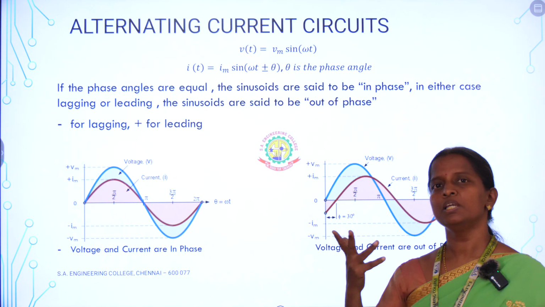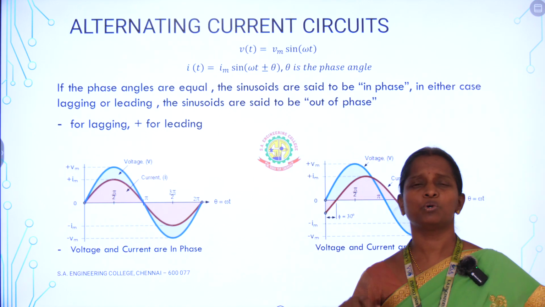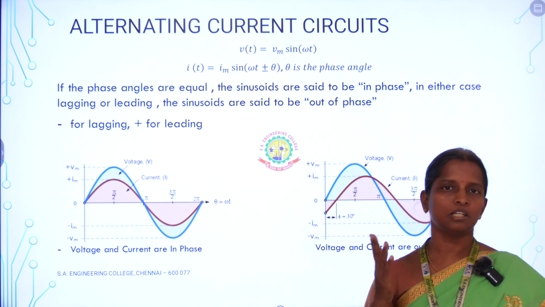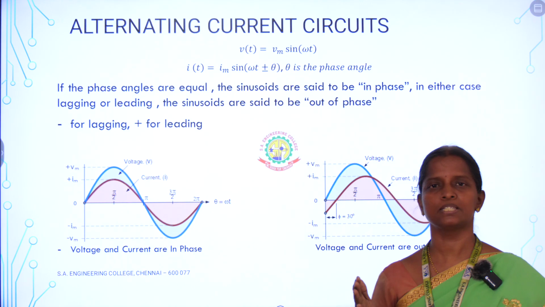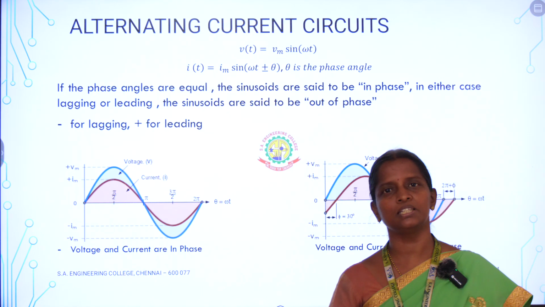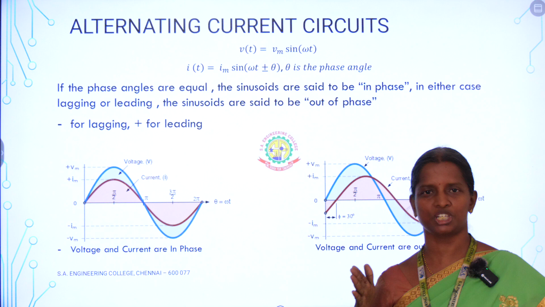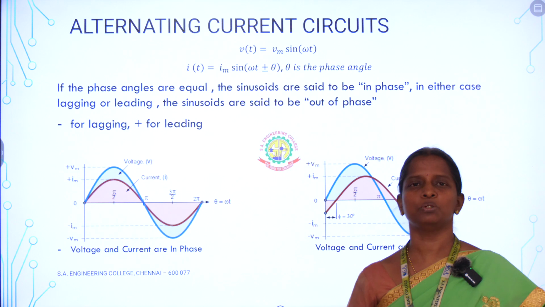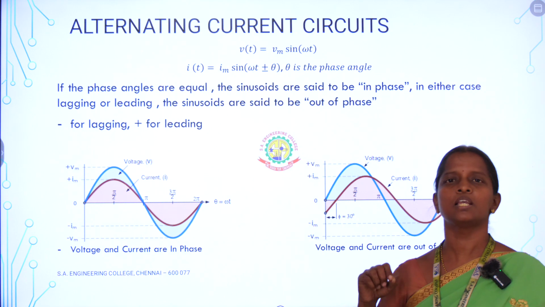So your current waveform equation is I is equal to Im sin omega t, and here it is plus or minus theta. Why are we putting plus or minus theta? This is for the inductive and capacitive load. It may be lagging or it may be leading. Because in case of an inductor, it will lag the voltage. In case of a capacitor, it will lead the voltage. So that is why we are putting plus or minus theta. What is the angle theta? It is nothing but the phase angle. What is phase angle? Phase angle is nothing but the angle between the voltage and current. So we are taking V is equal to Vm sin omega t for the voltage equation, and I is equal to Im sin of omega t plus or minus theta, where theta is the phase angle.